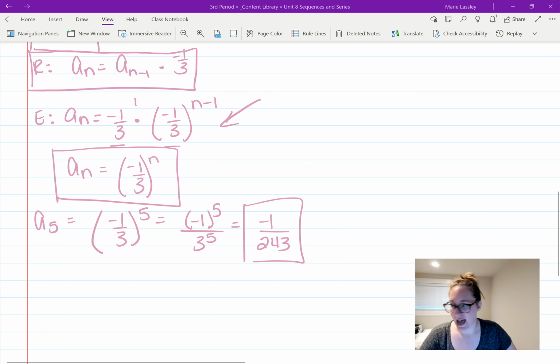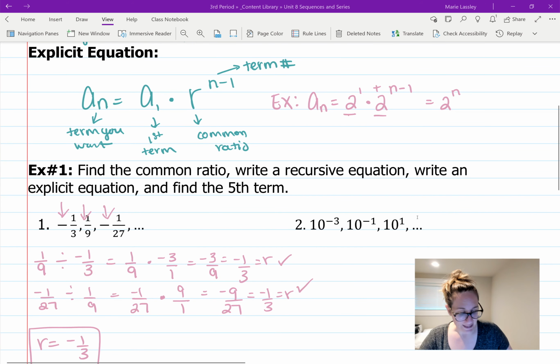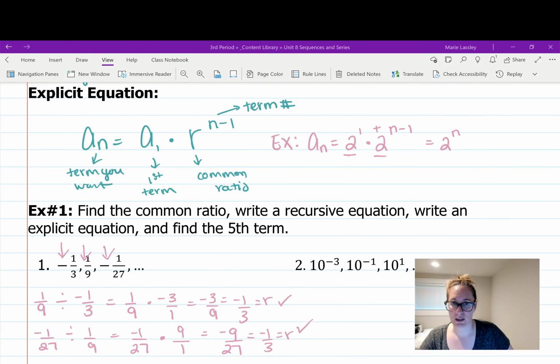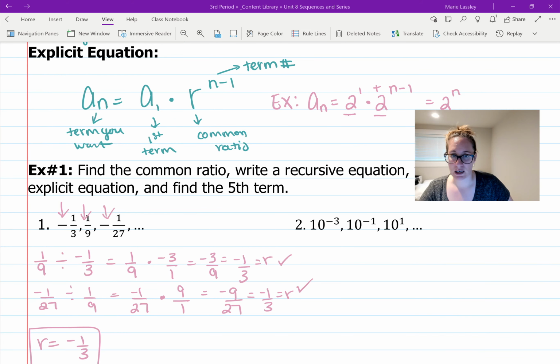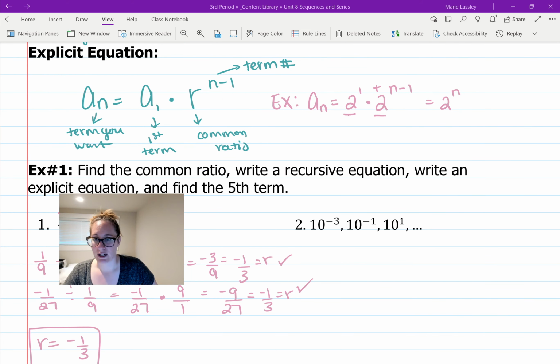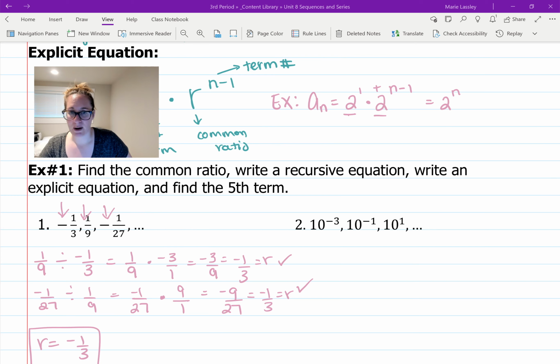All right, so that is our geometric sequence example number 1. Now we're going to do number 2. Same kind of deal going on over here. We're going to start by taking the second term and dividing it by the first term. First, I'm going to move my head so that I'm not in the way. Look, I'm part of the problem. All right. So 10 to the -1 divided by 10 to the -3.